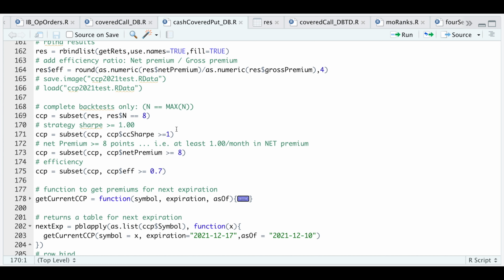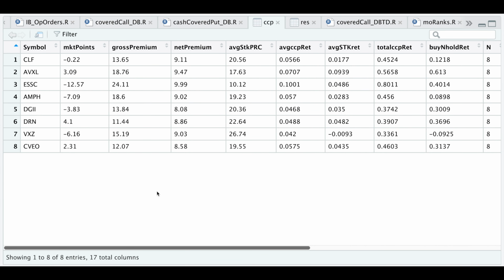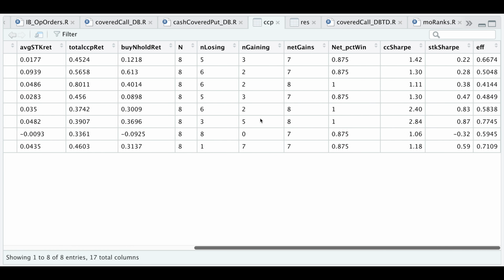Now in this next line, I'm just going to subset again for all of those tickers that have a Sharpe ratio greater than or equal to 1. Now in this next line, I'll be subsetting all those tickers that have a net premium greater than or equal to 8, representing approximately $1 a month in net premium. So if we take a look at CCP, here we see a total of 8 entries, and I do see that N is 8, and our net premium is greater than or equal to 8, which is what we wanted. Our average stock price was between 10 and 30, and if we scroll to the right, our Sharpe ratios are greater than or equal to 1.